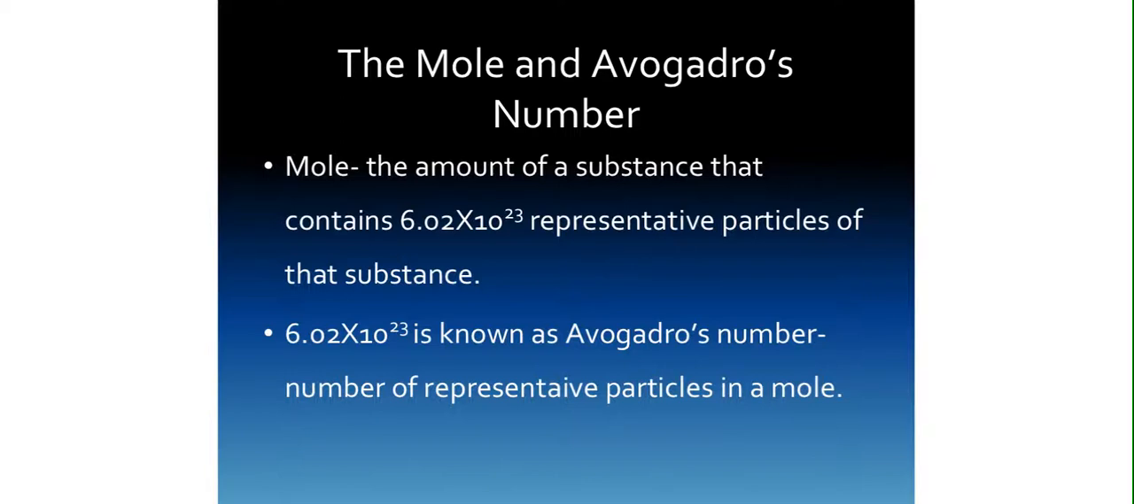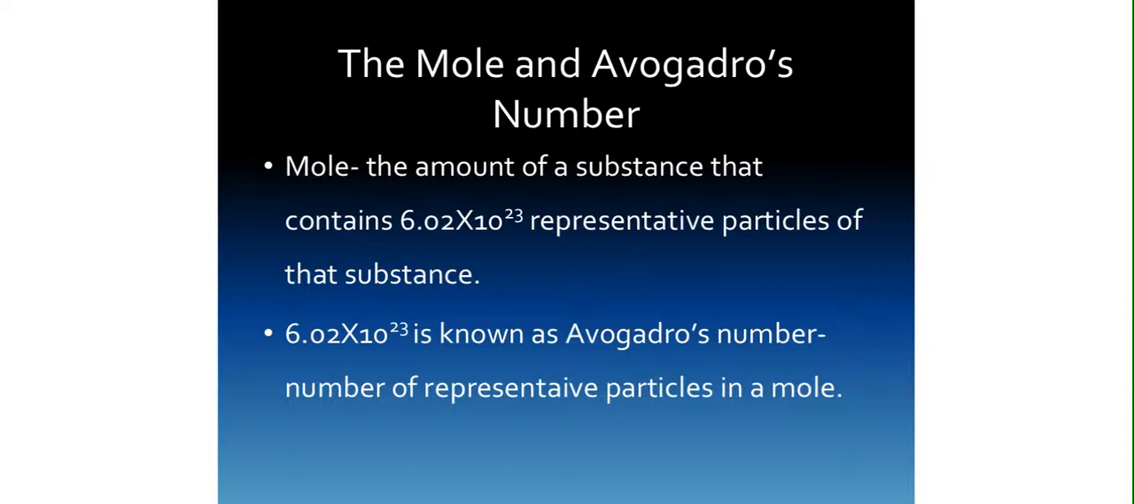So if I say I have a mole of bananas, that means I have 6.02 times 10 to the 23rd bananas, which is a lot of bananas. Like I said, anytime you hear the word mole, you should automatically think 6.02 times 10 to the 23rd. So if I have a mole of carbon, I have 6.02 times 10 to the 23rd atoms of carbon.